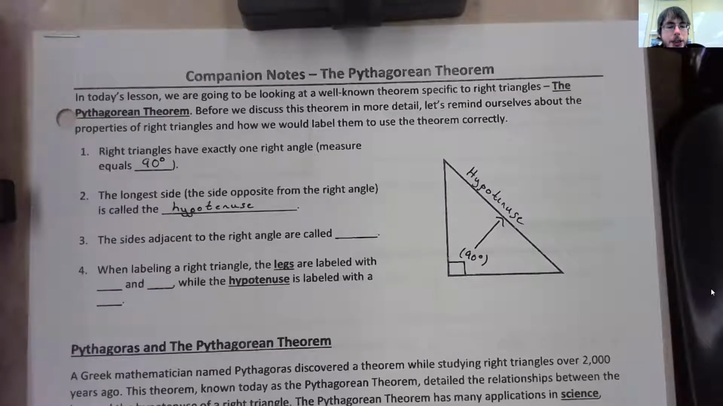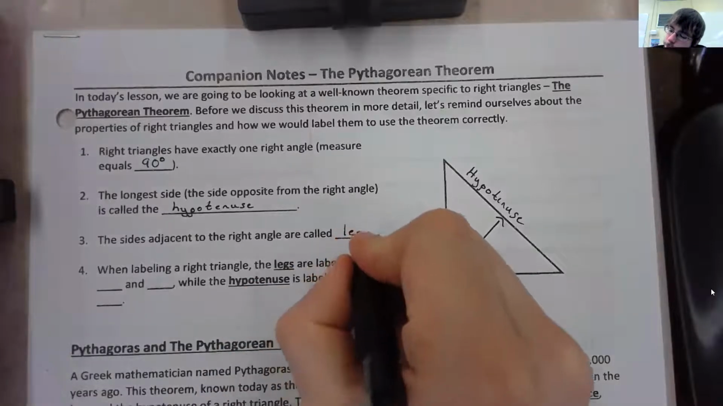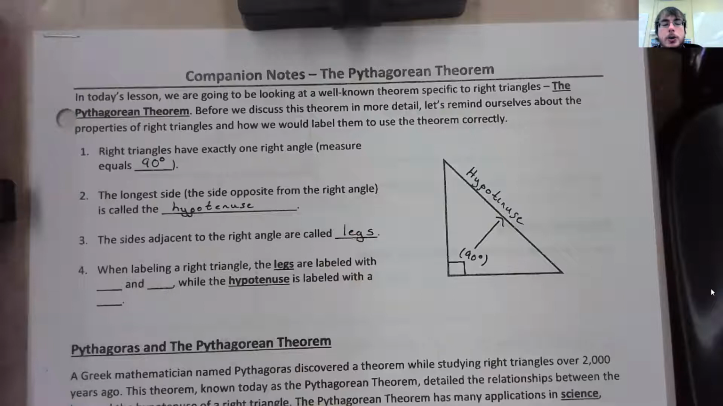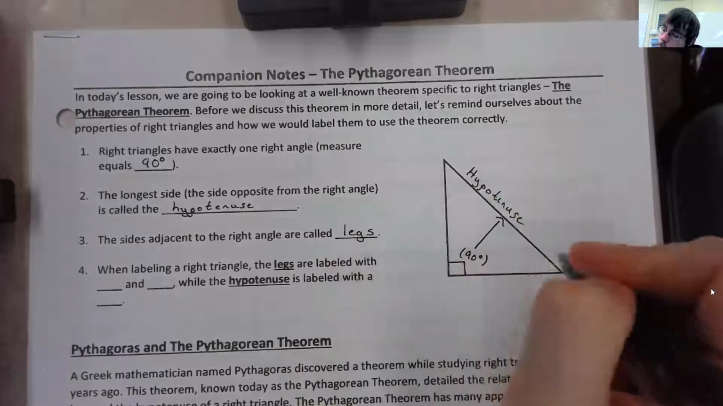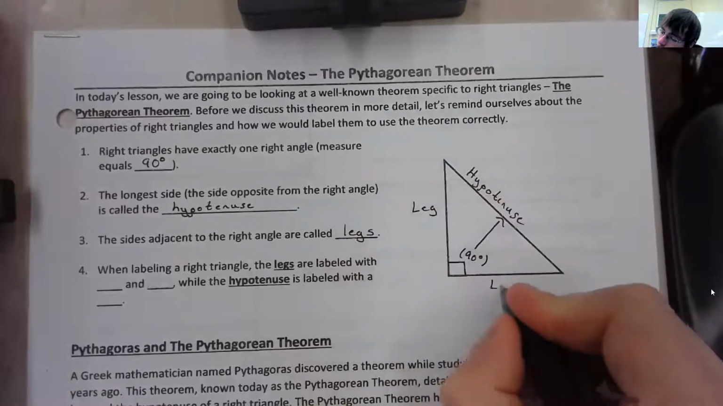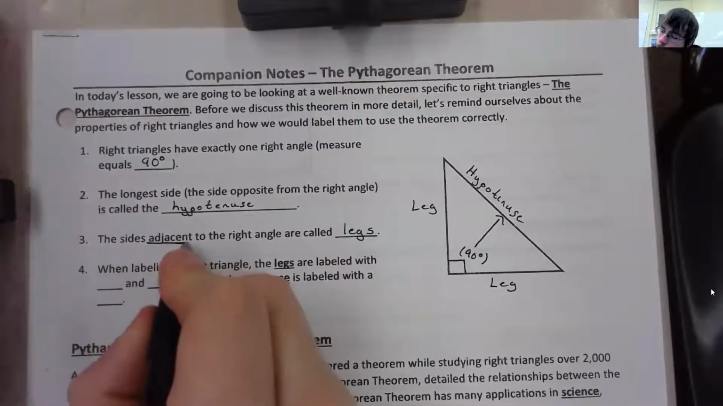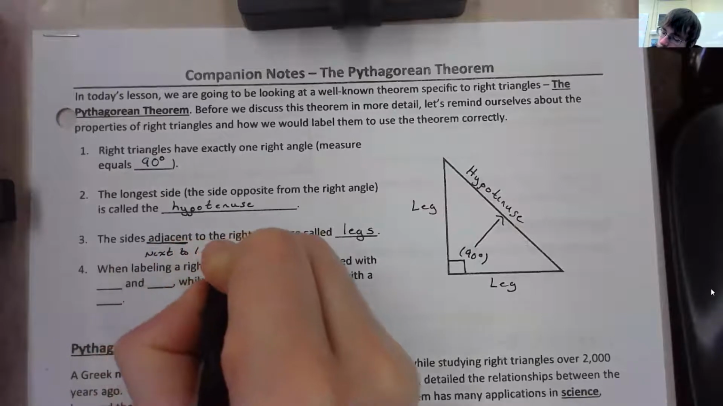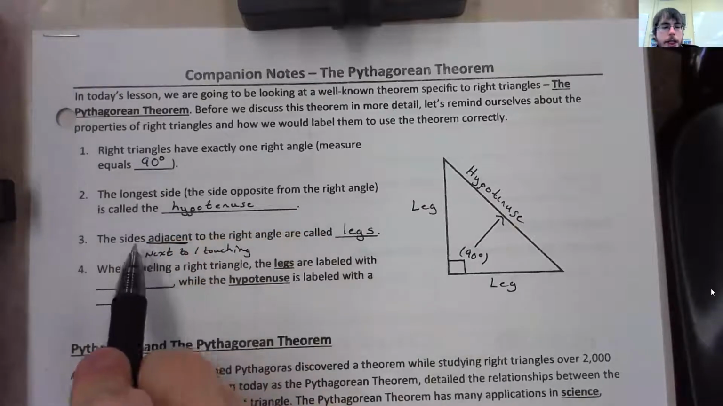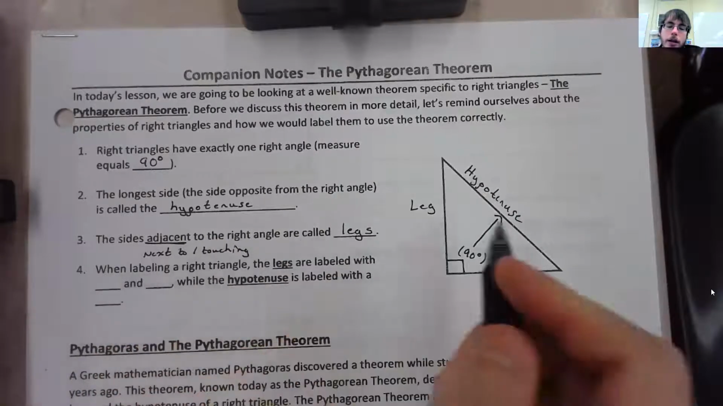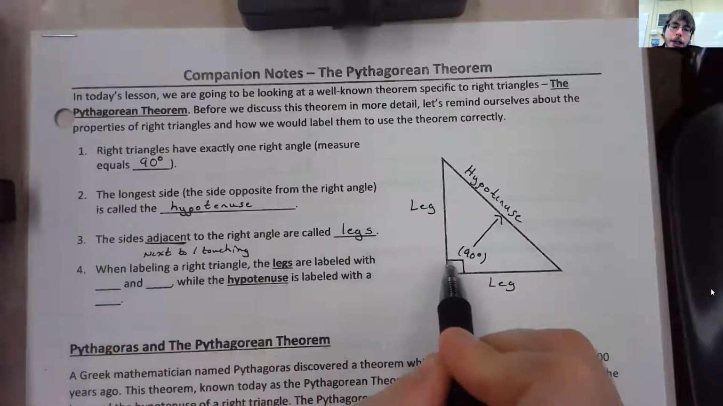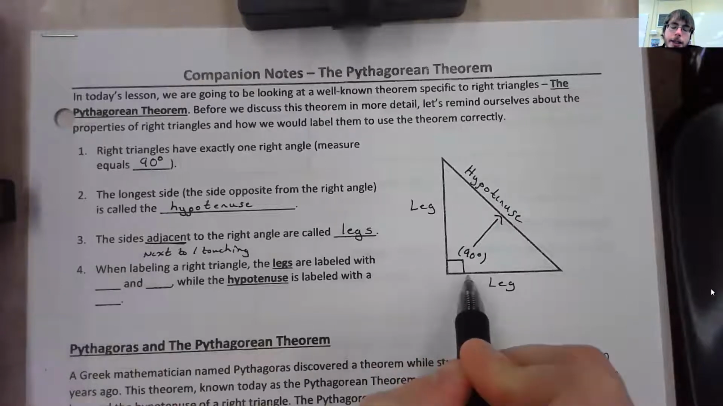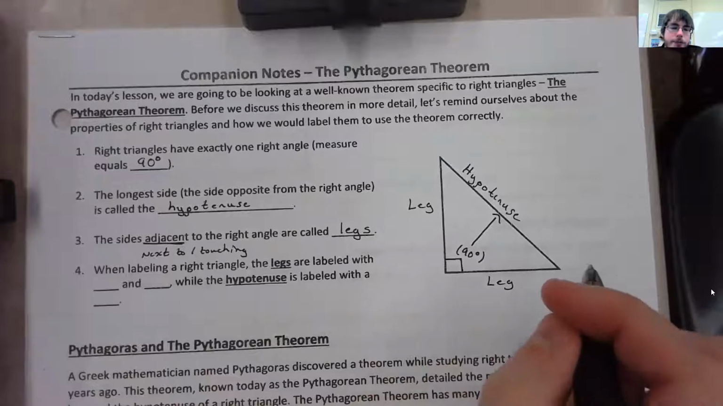Number three, the sides adjacent to the right angle are called legs. And specifically, there are two legs. The other two sides are called the legs. So our left side here and the bottom side. If you notice here, it says adjacent. That means next to or touching. So the sides that are next to or touching the right angle are called the legs. And as you can see here, this left side touches the right angle as well as the bottom side. So those are our legs.